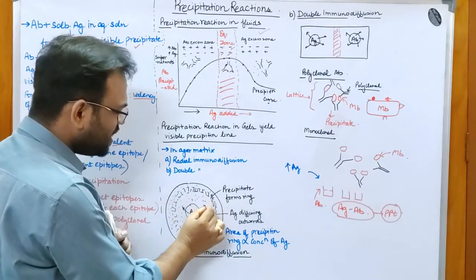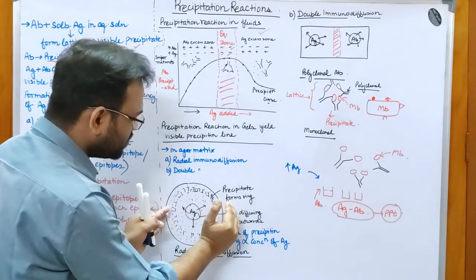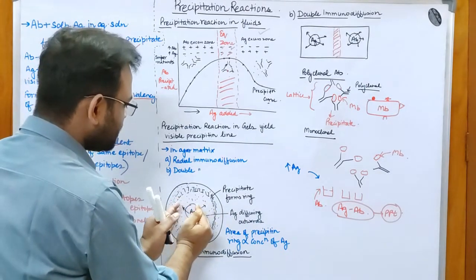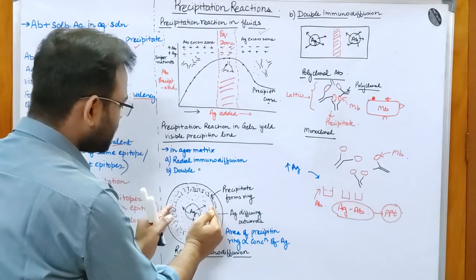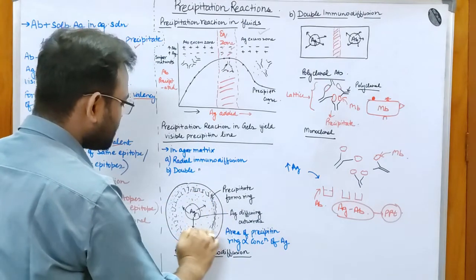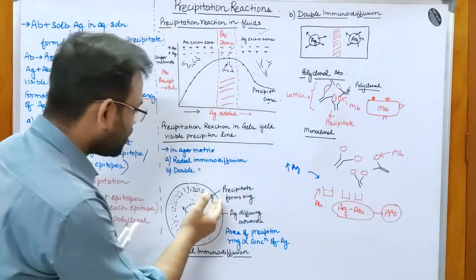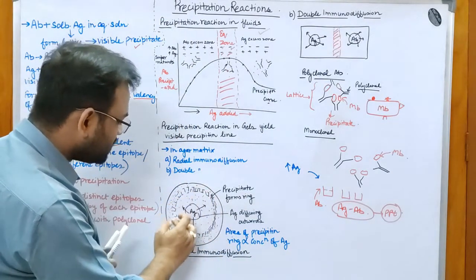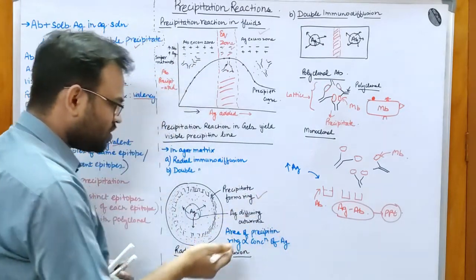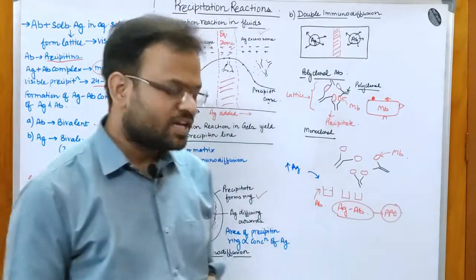The concentration of the antigen will start decreasing as it is moving outwards. As it is moving outwards from its source, the concentration will keep on decreasing, and at a particular point what will happen? The concentration of the antigen and the concentration of the antibody will be in proportion, and they will form a precipitin ring. The black one that I'm showing you over here is actually the precipitate. The precipitate is forming a ring. This is called a precipitin ring.